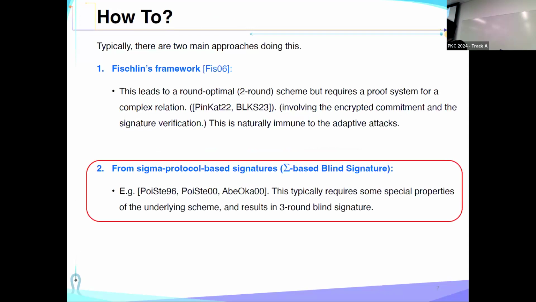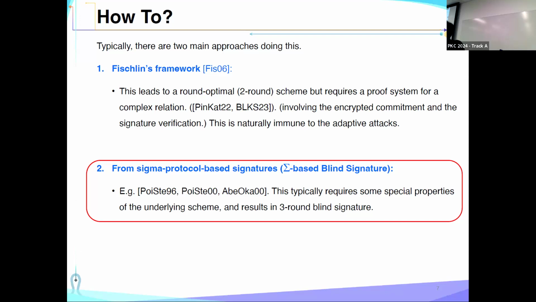Okay, it sounds good. But how to construct a blind signature? The first message is that there are two main approaches. There are some others, but the two main approaches are as follows. The first one is the Fischlin framework. It leads to a non-optimal blind signature and requires a proof system for complex relations. And if it is proven right, it's naturally immune to the adaptive attack. So, of course, our target is the next one: to build blind signatures from sigma protocols.